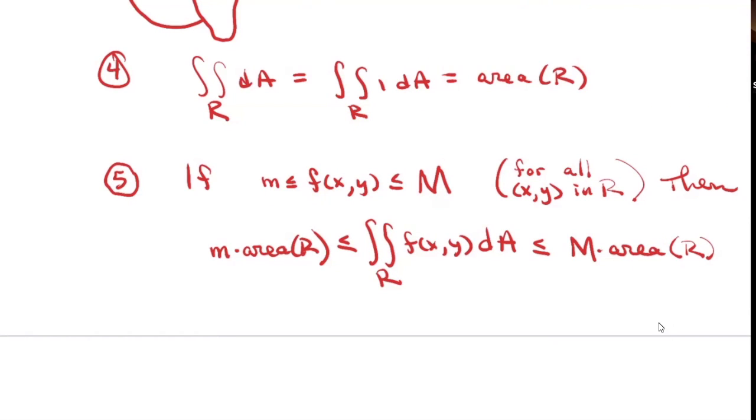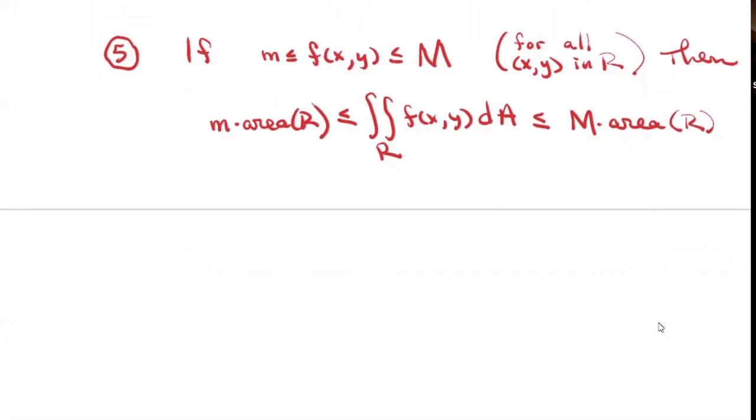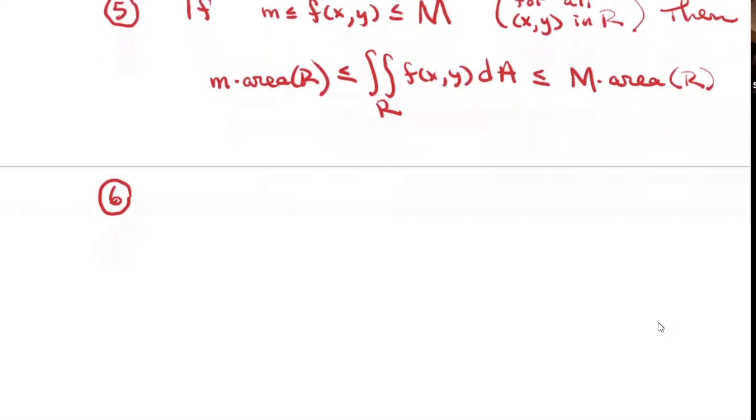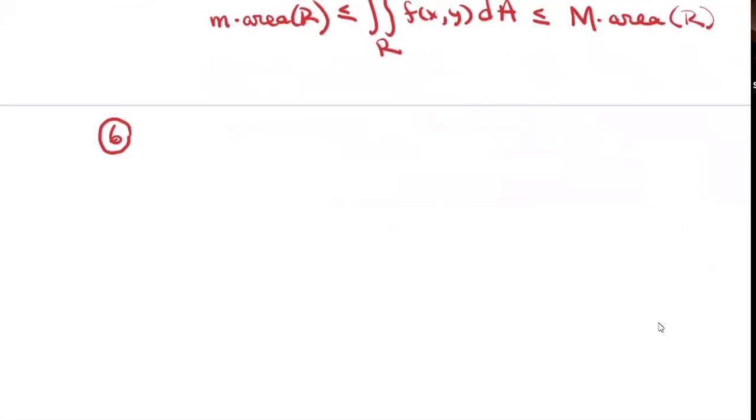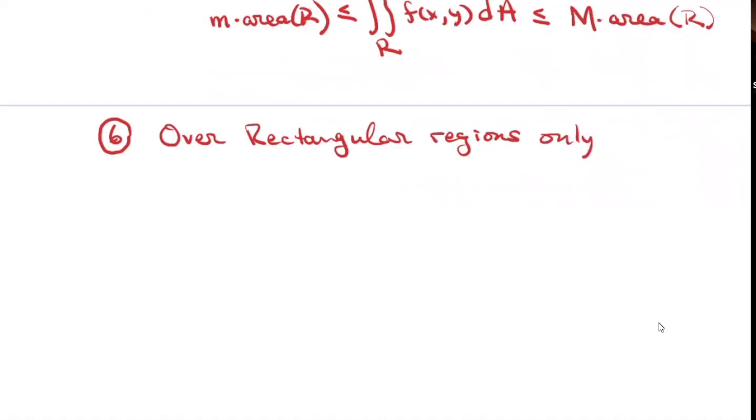Still got a few minutes left, and there's one more rule. So let's put down number 6 here. And it just says, maybe I'll just show you this. This is over rectangular regions only. And it's for a function of x times a function of y.